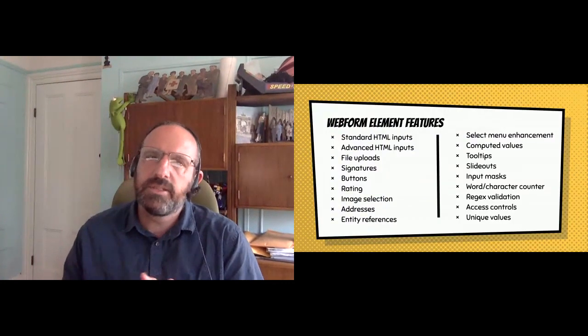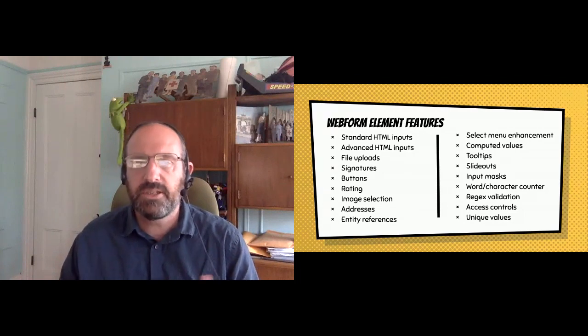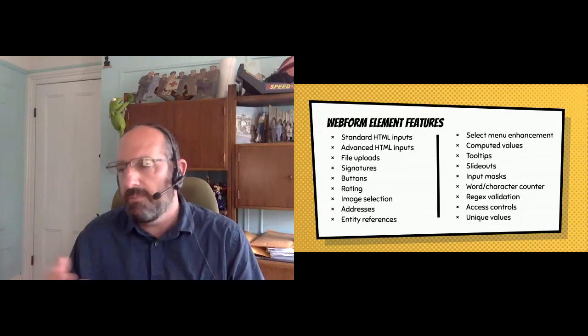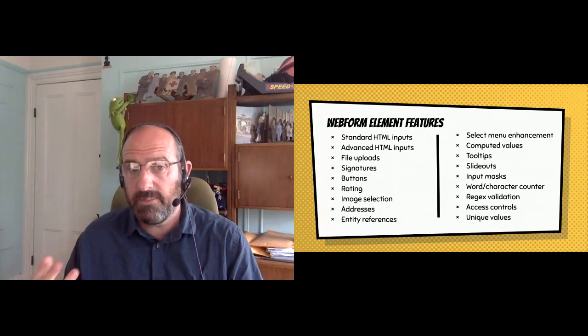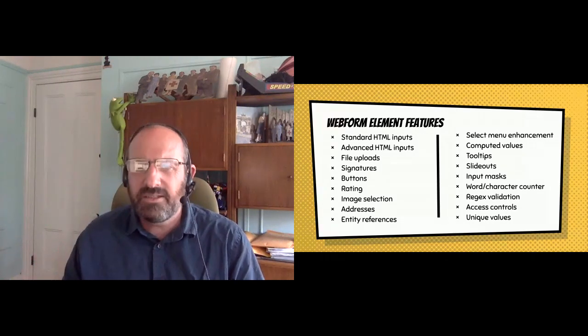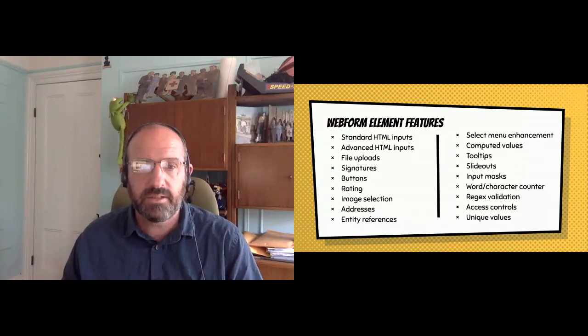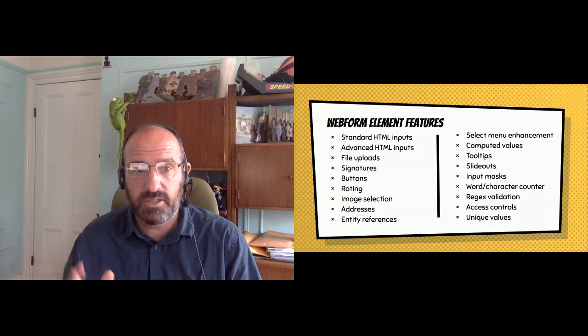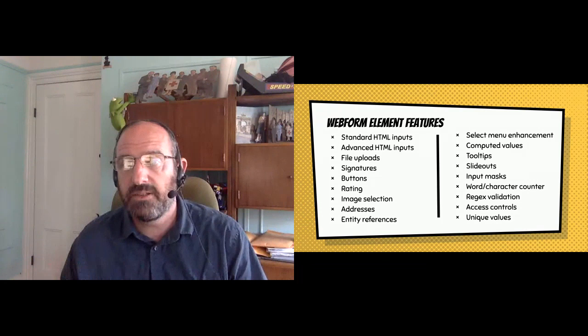And with elements, there's a lot of elements. And these are the groupings of some of the elements. We have standard text elements, inputs, text areas, select menus, advanced HTML5, email addresses, and URL. And then stuff you'd expect like file uploads, signatures, buttons, ratings, image selections where you can pick images. And it works with the address module, so you can do addresses and entity references.